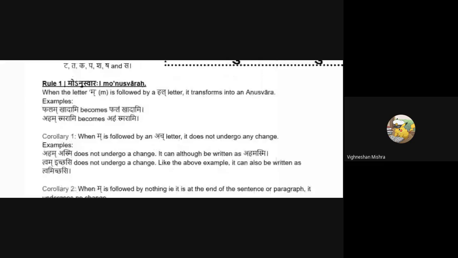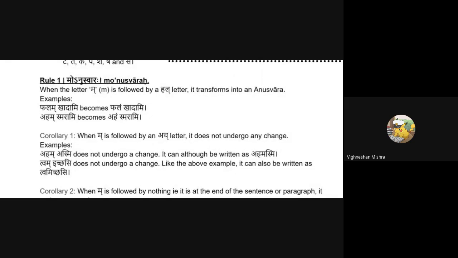So here comes the first rule that will confuse you. Rule 1. Monuswaraha. Here, when the letter M is followed by a hal letter. What is hal? Consonant. When ma, this last letter you can say, is followed by a hal letter, it transforms into an anuswara.